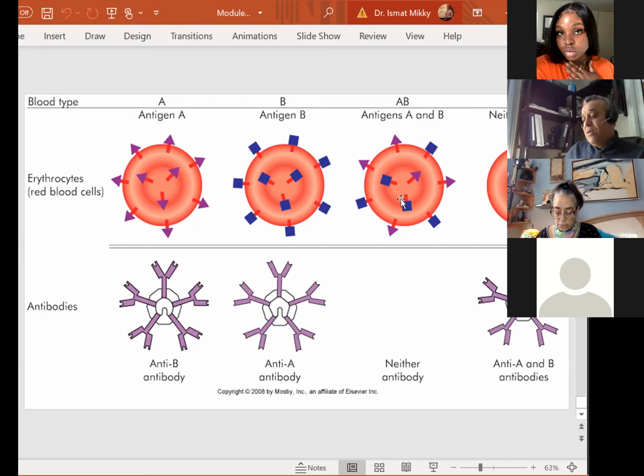So in the middle here we have a patient who has blood type AB. They have two different types of antigens, but they don't have any antibodies in their blood.